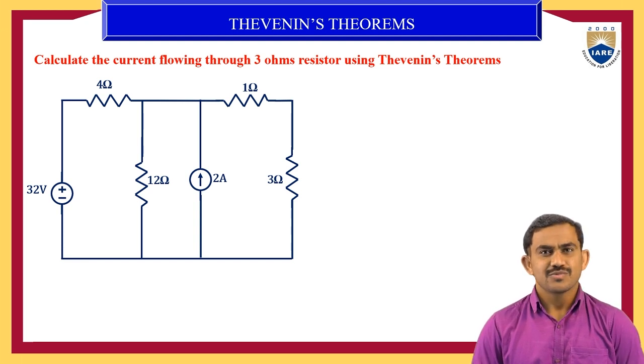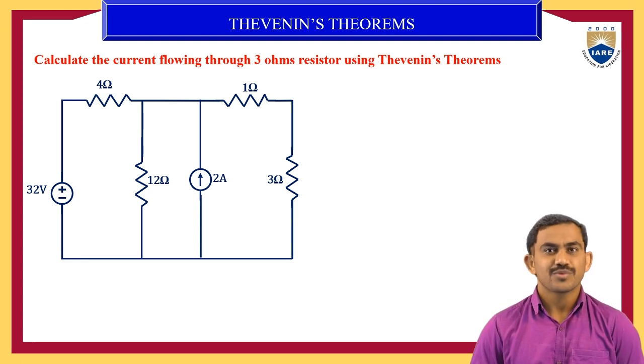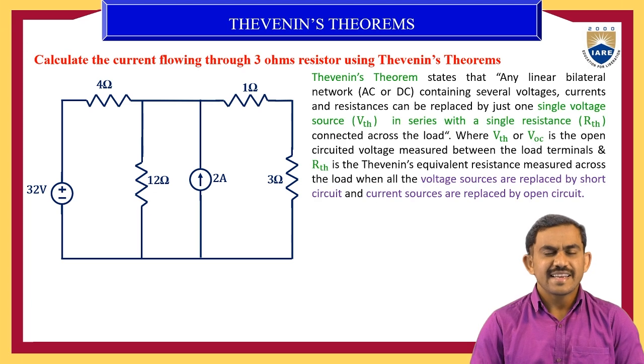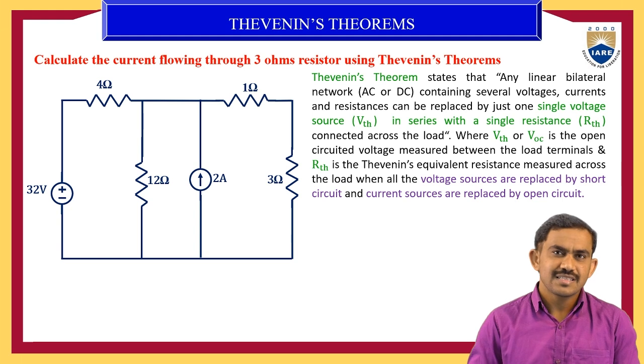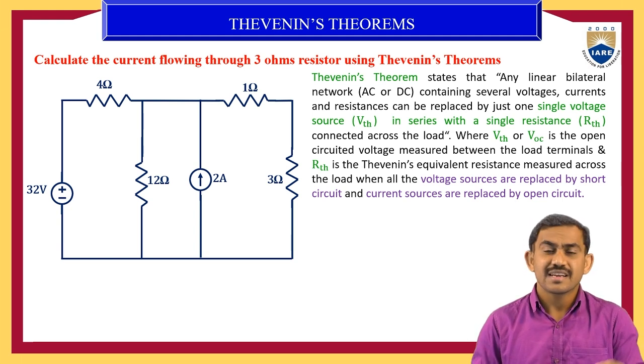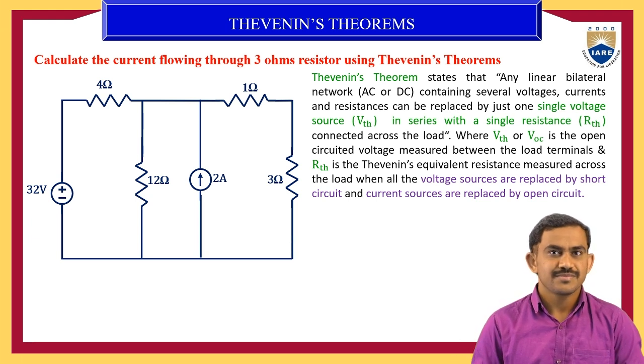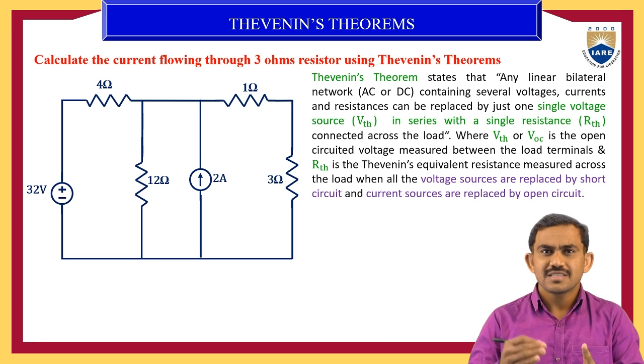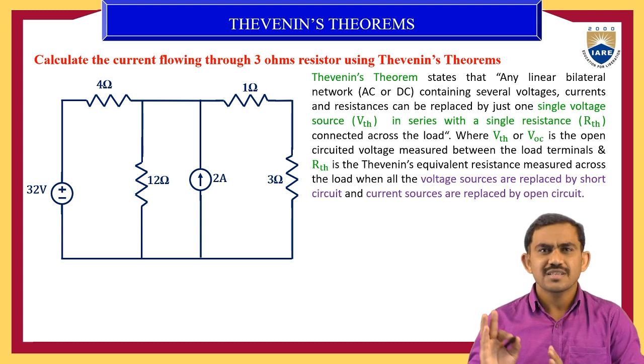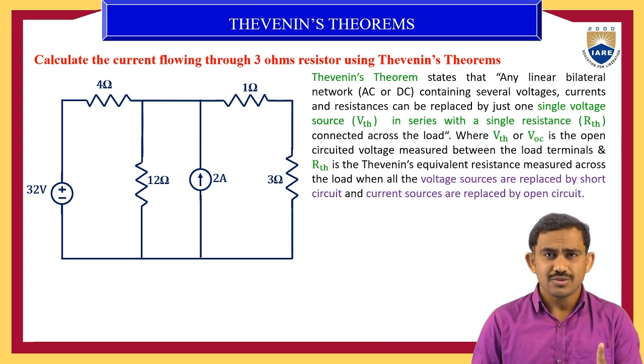So what is Thevenin's theorem? Do we have any statement or any procedure? Yes, we have the statement. Thevenin's theorem says any bilateral network, AC or DC, any network can be converted to a single voltage source in series with one resistor, with the load resistor common. Now how do we find the voltage source?